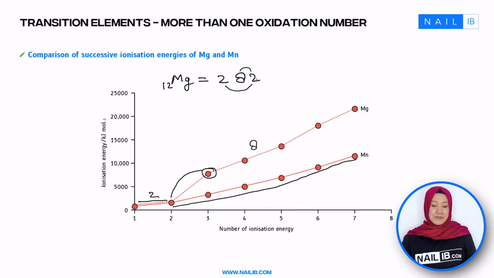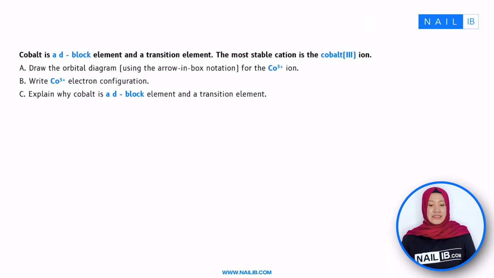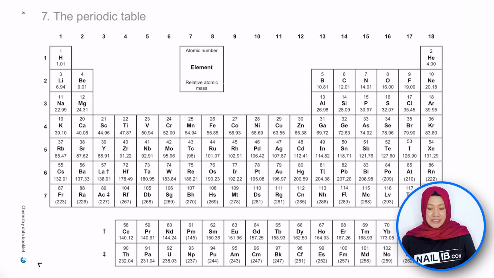Cobalt is a d block element and transition element. The most stable cation is the cobalt 3+ ion. Draw the orbital diagram using the arrow-in-box notation for the Co3+ ion. Write the Co3+ electron configuration and explain why cobalt is a d block element and a transition element. Cobalt has the electron number 27.